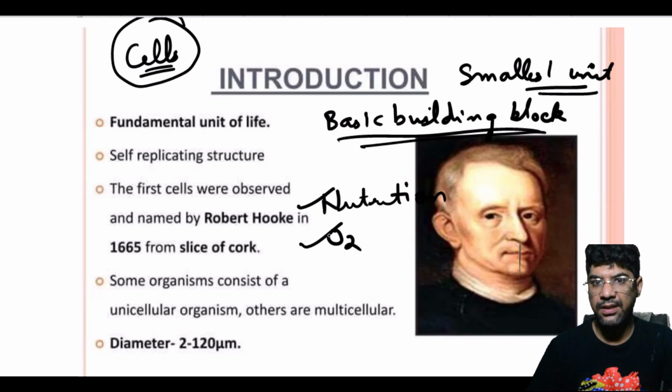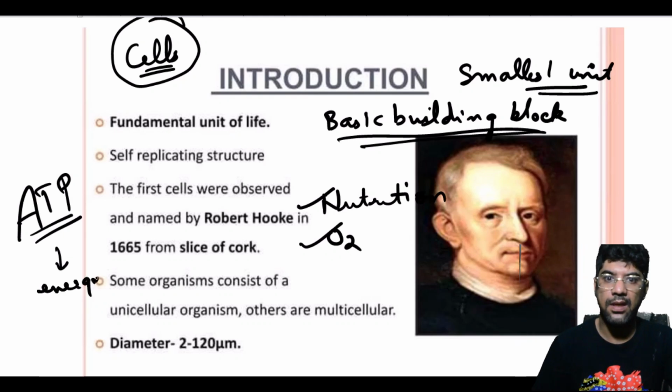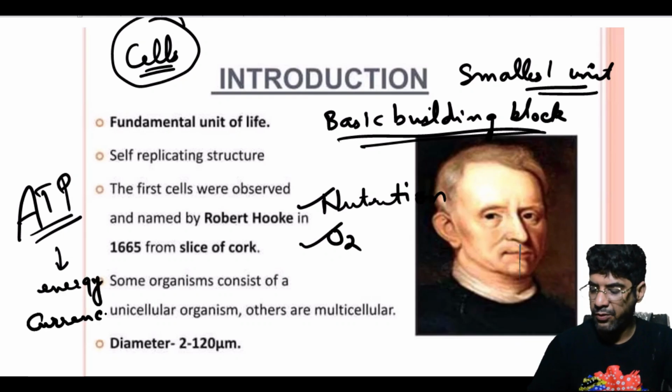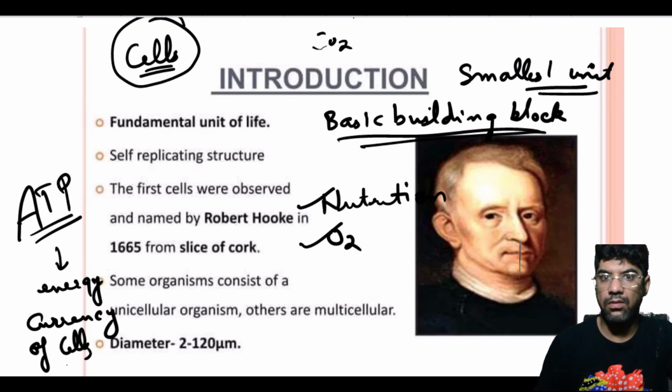Second, energy production. Cells produce their own energy that is important for their growth, repair and functioning. How does the energy come? It comes from the breakdown of nutrients like glucose during cellular respiration, a process that occurs in the mitochondria of the cell. The energy is produced in the form of ATP that acts as the energy currency of the cell.